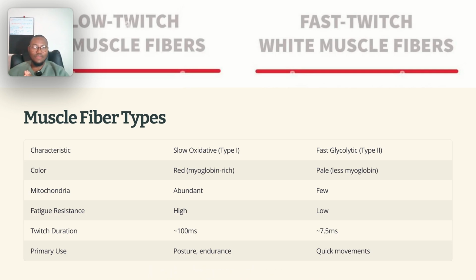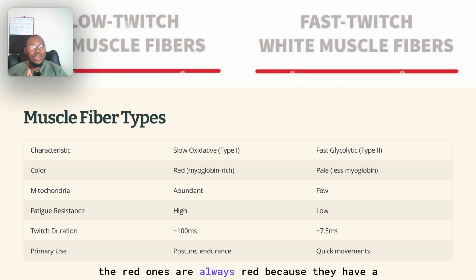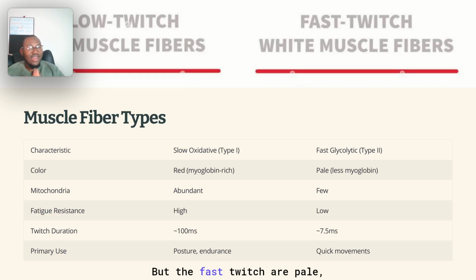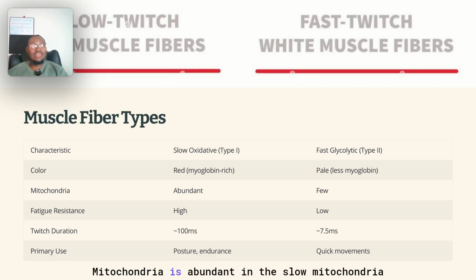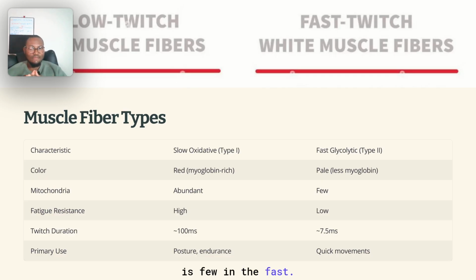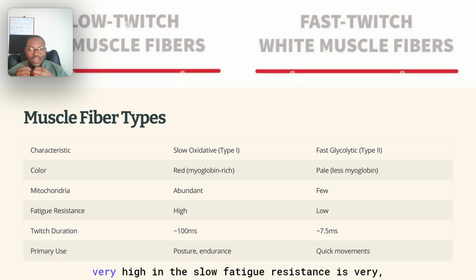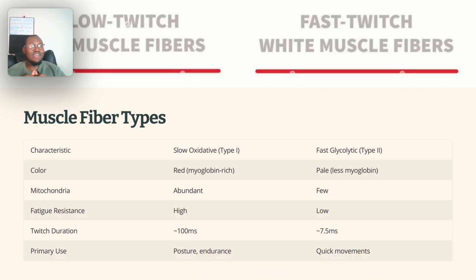It's very, very fast. The red ones are always red because they have a lot of myoglobin, a lot of oxygen. But the fast twitch are pale. They have less myoglobin. Mitochondria is abundant in the slow. Mitochondria is few in the fast. Fatigue resistance is very, very high in the slow. Fatigue resistance is very, very low in the fast. Twitch duration, 100 ms. Twitch duration, 7.5. So the fast is very fast. It's twitching fast. Pew, pew, pew, pew. But this one twitches slow.